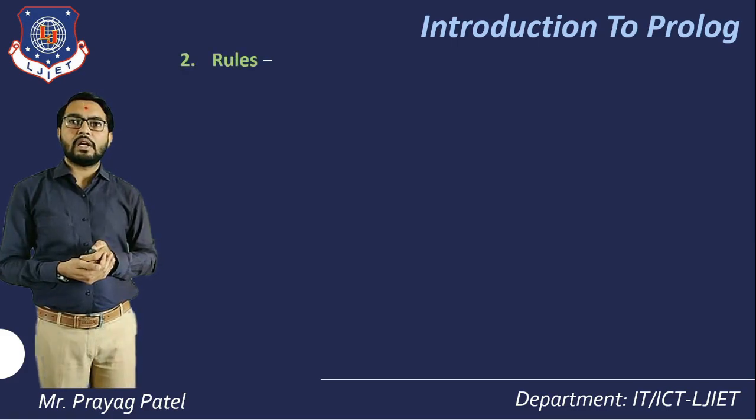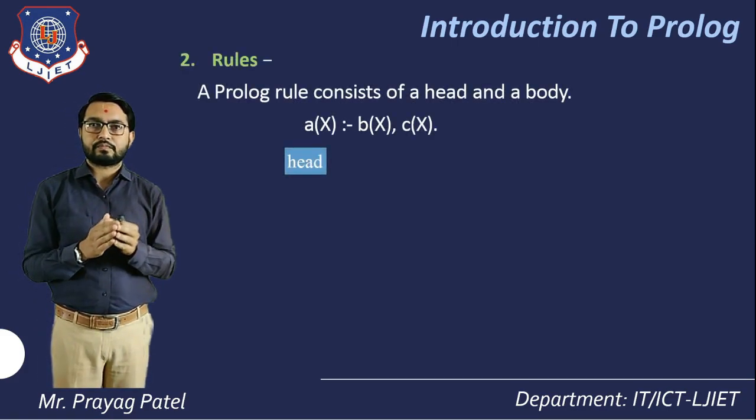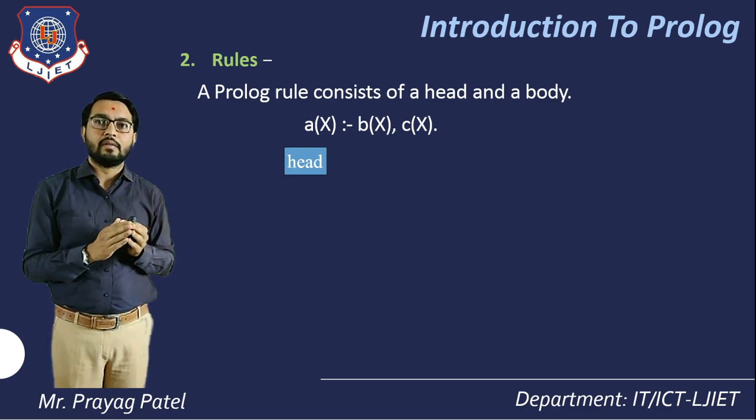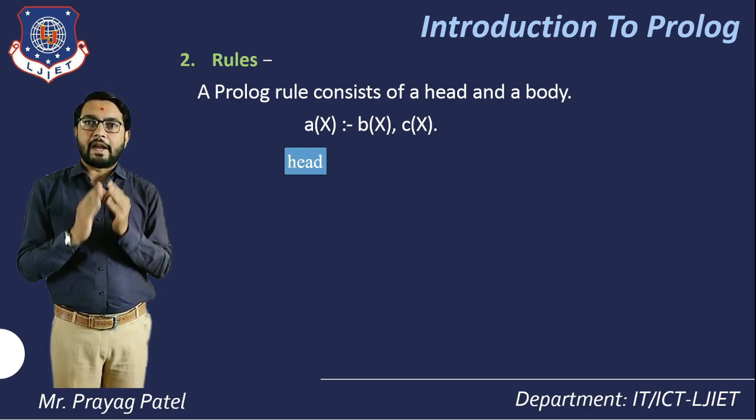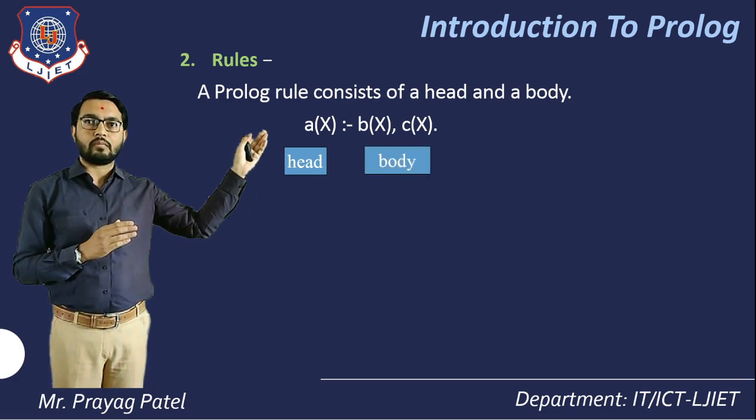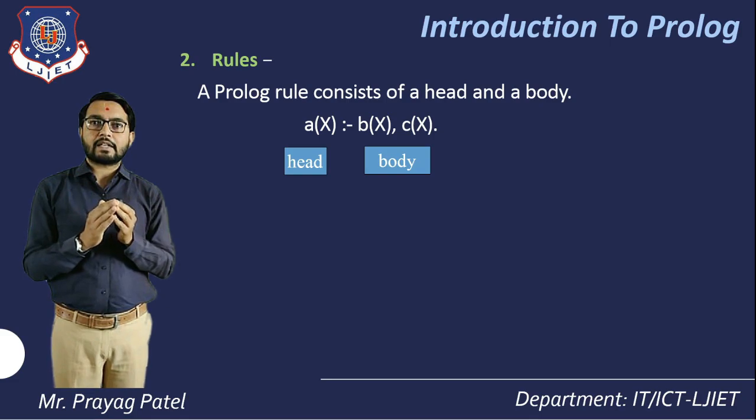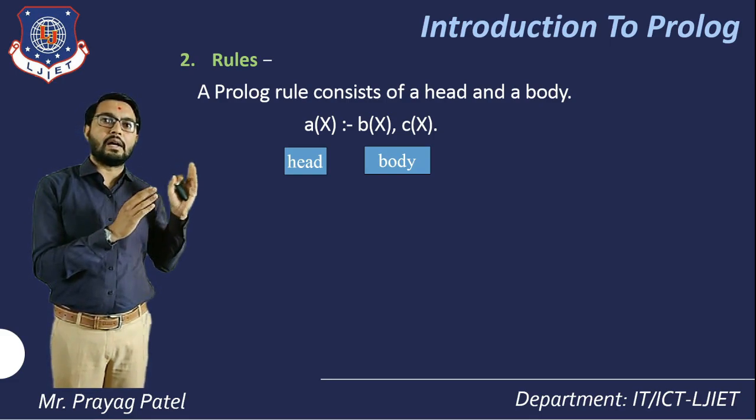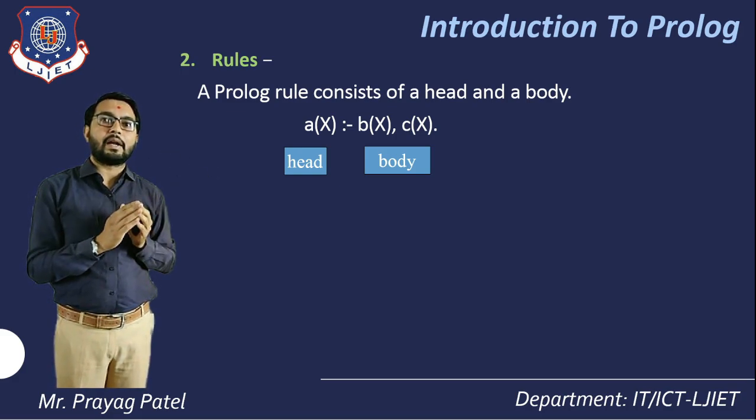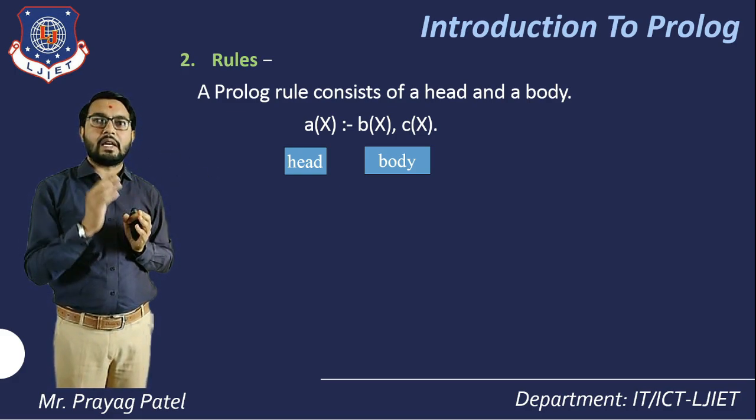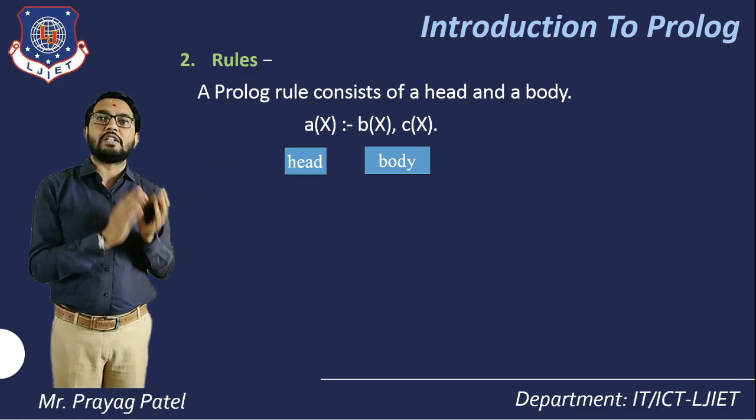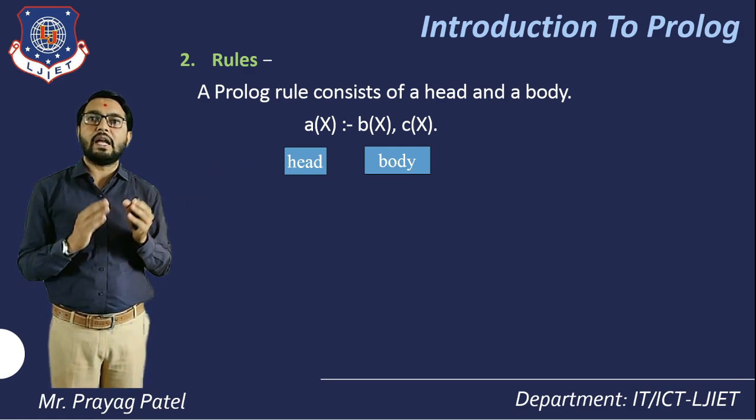Now next one is some example of a rule. A Prolog rule consists of a head and body part. So the left part is considered as the head part and the right part is considered as the body part. For example, here one statement is a(X) colon dash b(X), c(X). So here the right part of the colon and dash is the body part and the left part of the colon and dash is the head part. So the body part contains b(X) and c(X), and the head part contains only a(X).